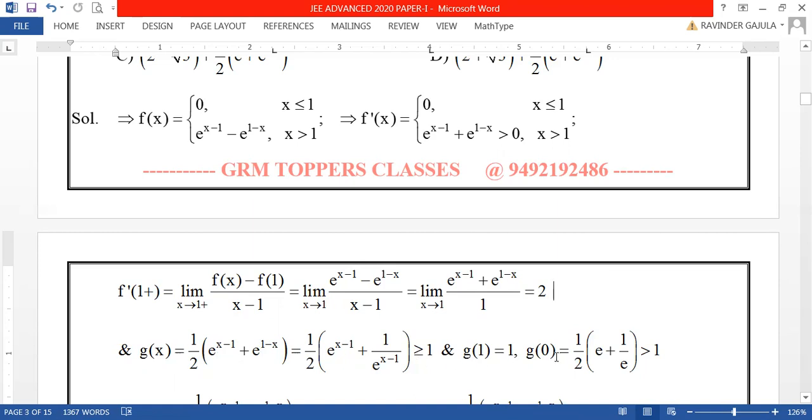At x equal to 0, it is half of e plus 1 by e. Anyway, this is more than 2 into 2. It is more than 1. G of 0 is more than 1, but g of 1 is 1. Therefore, g of x is minimum at x equal to 1. Why? Because just now we said g of x is greater than or equal to 1. That 1 is happening at x equal to 1. Therefore, g of x is minimum at x equal to 1.